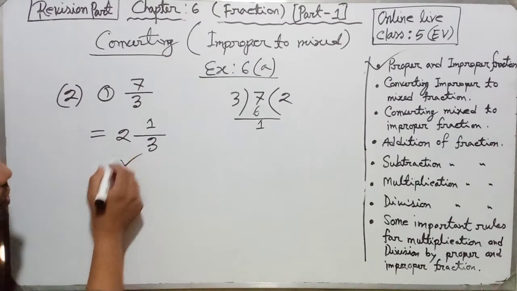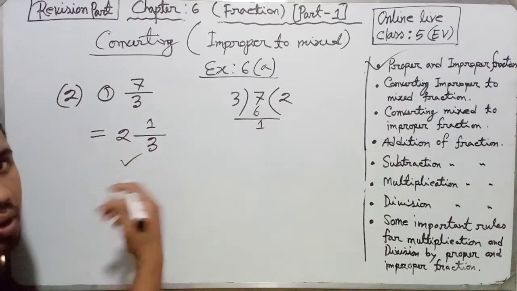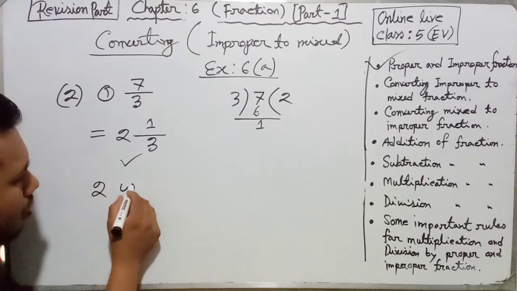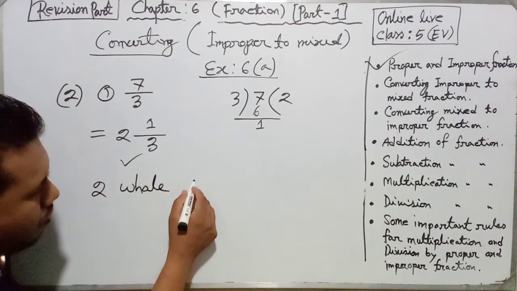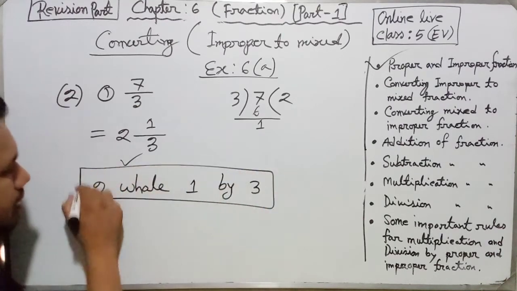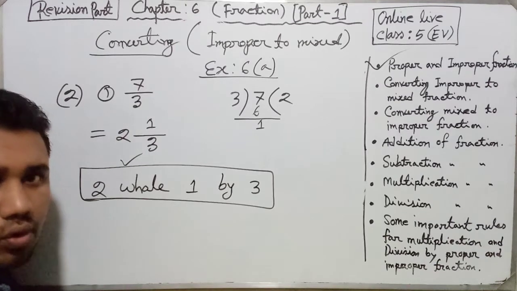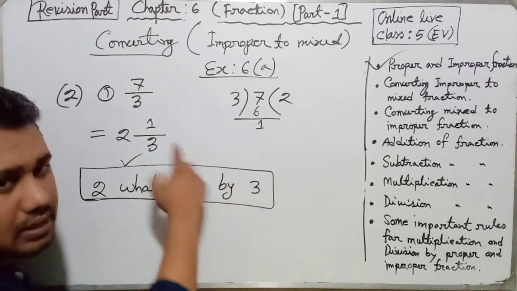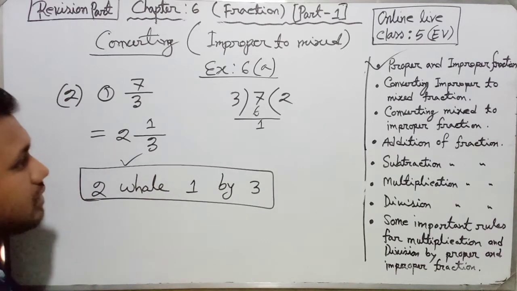Now read 2, then we have to say whole. 2 whole 1 by 3. Like this. You have to read 2 whole. Whole means integer. 2 whole 1 by 3. 1 by 3, this is proper fraction. So this is our answer.